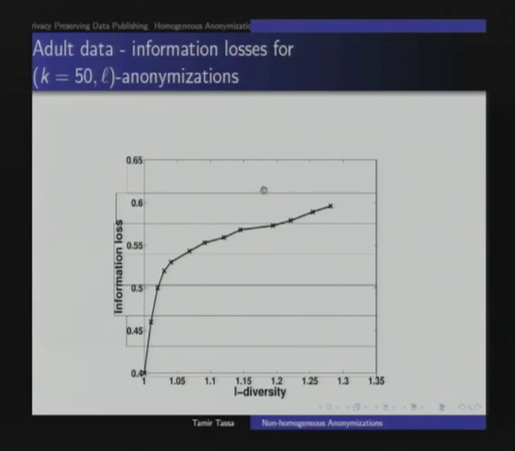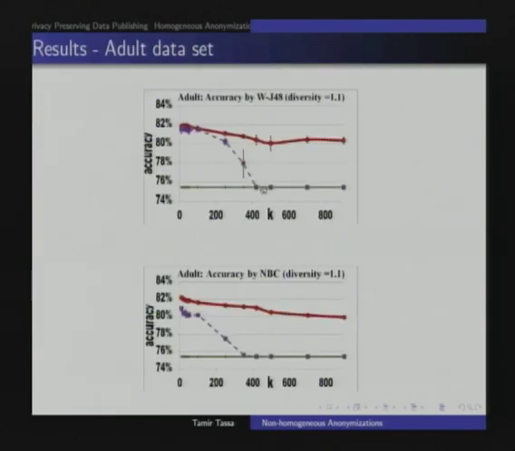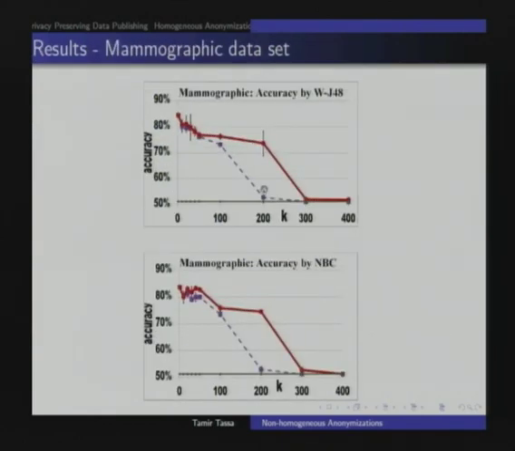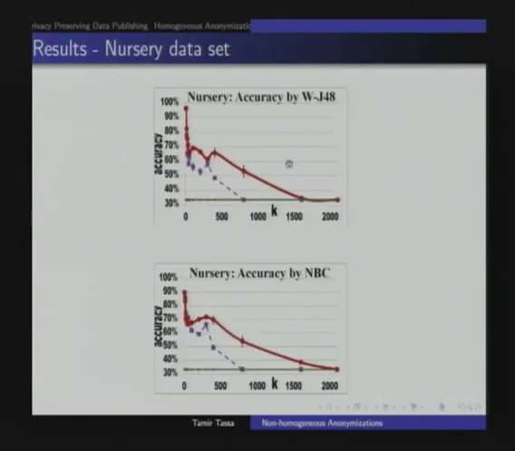Here we show the influence of L-diversity, but I will skip that. This is for the mammographic dataset. Again, you see similar behavior: the non-homogeneous anonymizations are capable of producing more meaningful results for higher values of K. The next example is the Nursery dataset, in which there is some point where the 2 algorithms offer similar accuracy, but again the non-homogeneous anonymization produces better results.